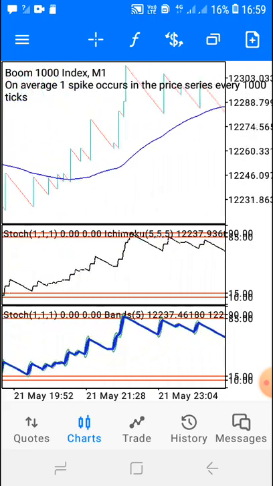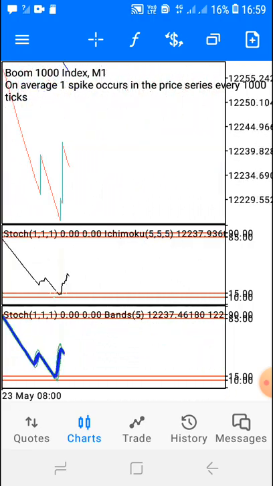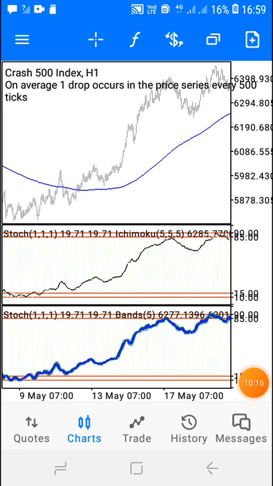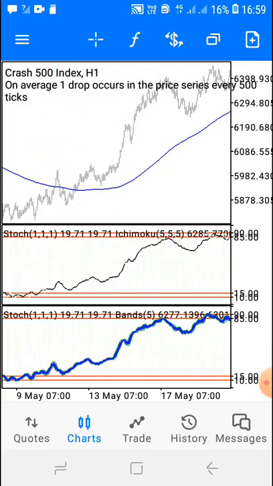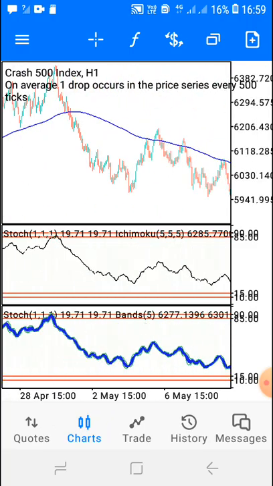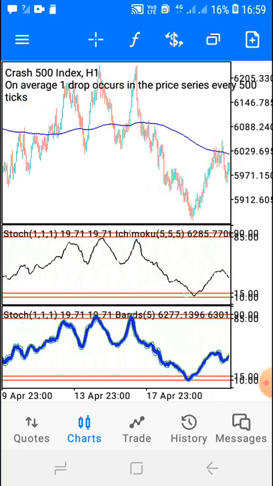Okay, so let's just go to Crash 1000, and I'm going to show you guys how to use it over there. Okay guys, so check this out. I'm on Crash 500 right now, because on Crash 1000 the market is currently moving in a downtrend on the 1 hour time frame, and when it's moving in a downtrend on Crash 1000 and Crash 500, you're not going to take any entries. Okay, check this out. Crash 500 is moving in an uptrend, so what we're going to do now is, as you guys can see, like I've told you guys on Boom 1000.